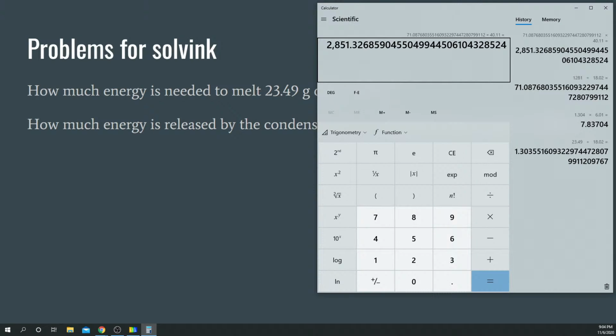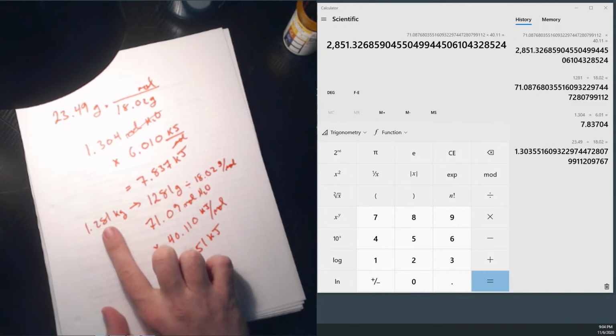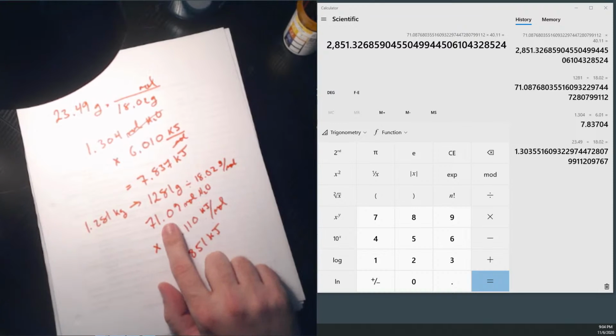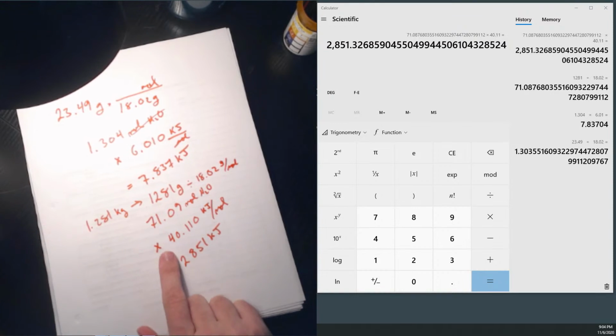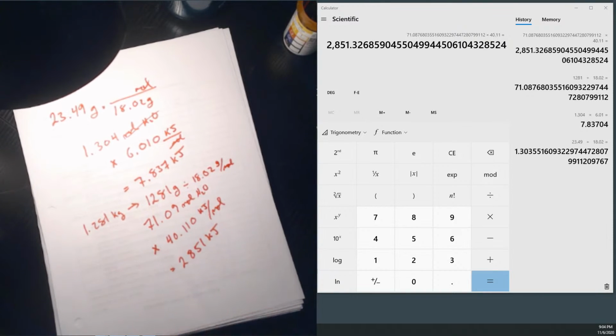That's a lot. Okay, that's why it takes so long to boil water. All right, so 1.281 kilograms is 1,281 grams, is 71.09 moles, times the 40.110 kilojoules per mole gives us 2,851 kilojoules.